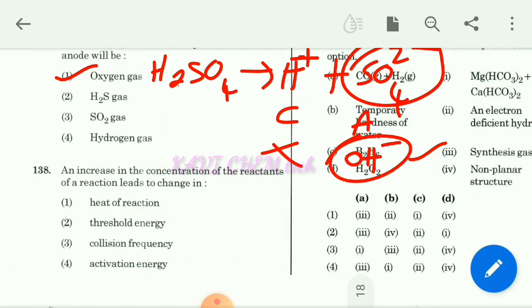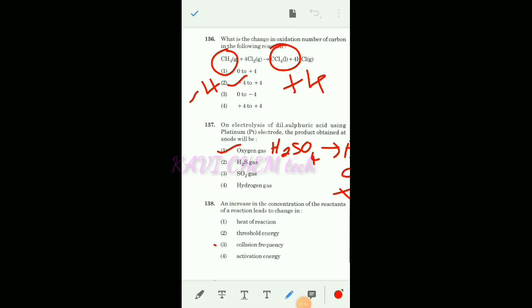Next one: increasing the concentration of the reactant leads to a change in the collision frequency. When you increase the number, the collisions will increase. So collision frequency is the correct answer.